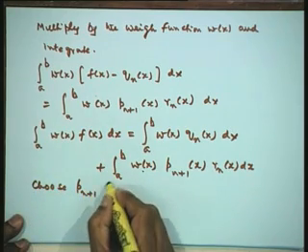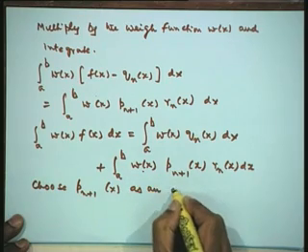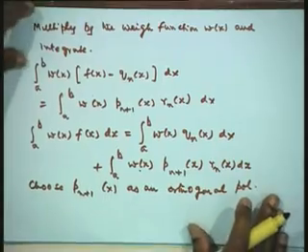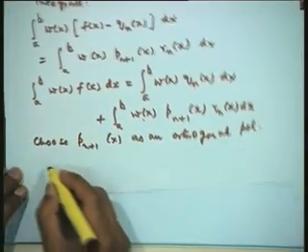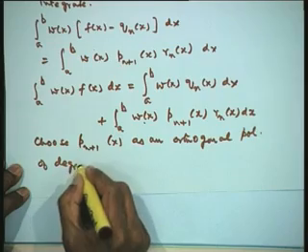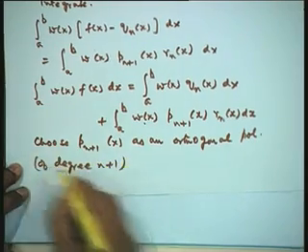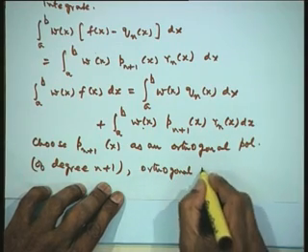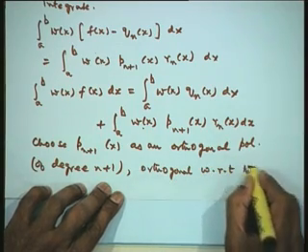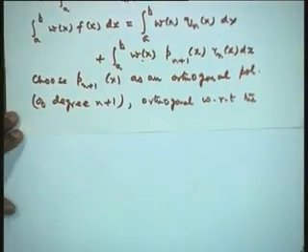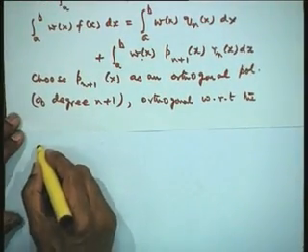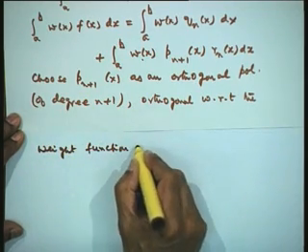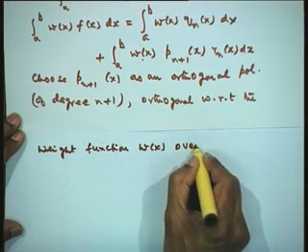Therefore, now choose P_{n+1}(x) as an orthogonal polynomial, of course of degree n+1, orthogonal with respect to the weight function w(x) over a, b.